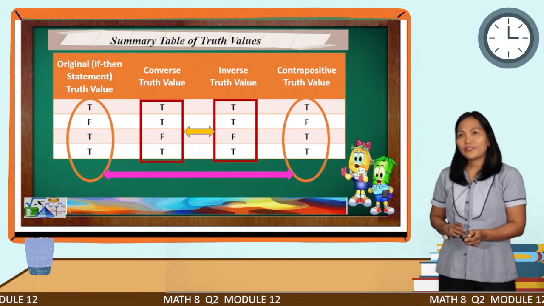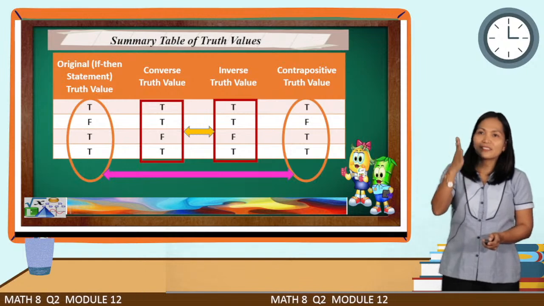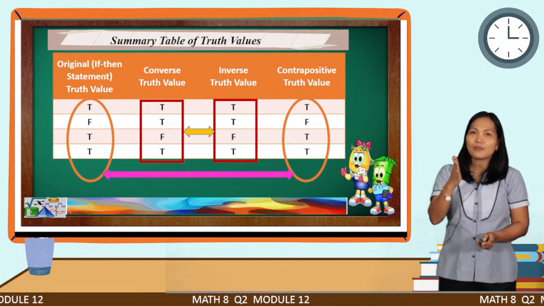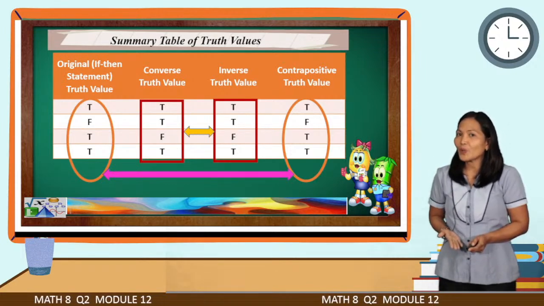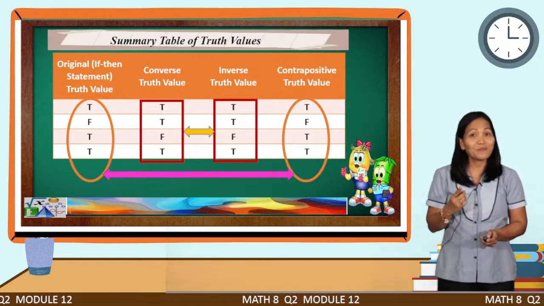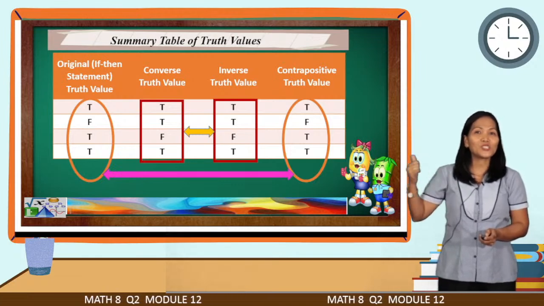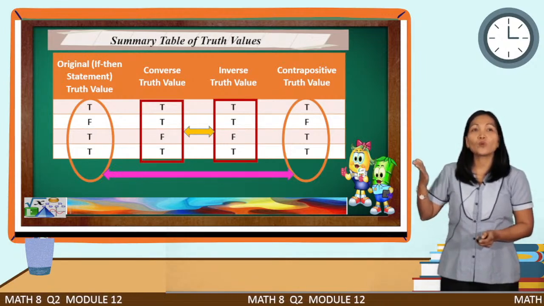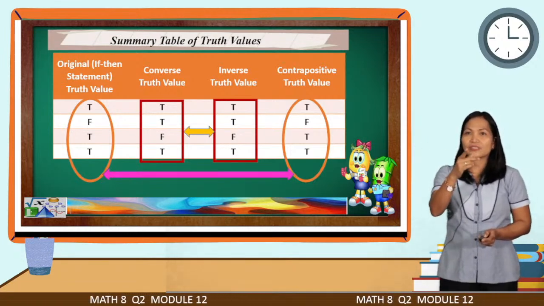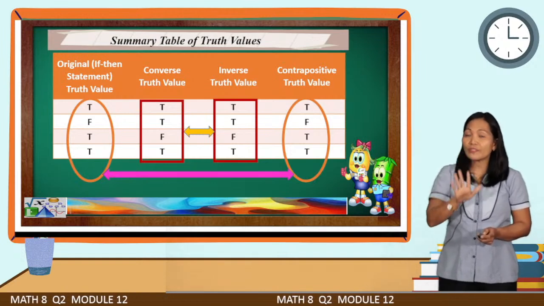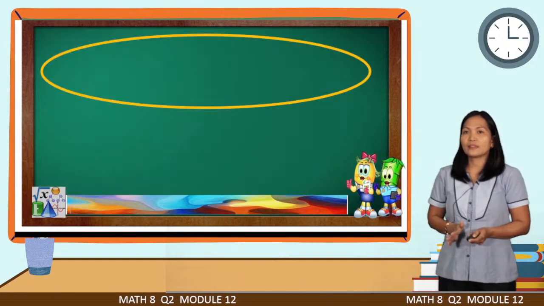So, if the original statement or the if-then statement has the same truth value as that of the contrapositive, then what do we call them? Can you remember that? The one that we mentioned a while back? That they are equivalent, or they are logically equivalent. Look at the converse and the inverse. They have the same truth values. That's why they are also called logically equivalent.